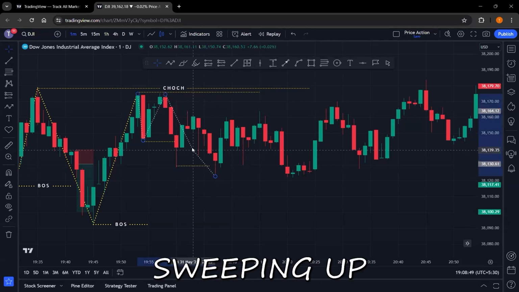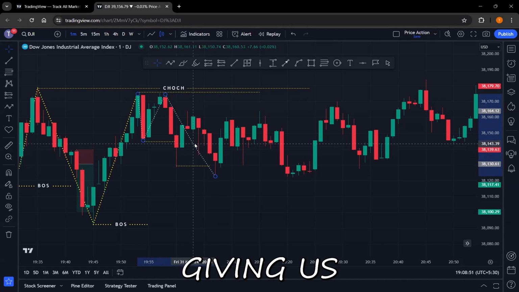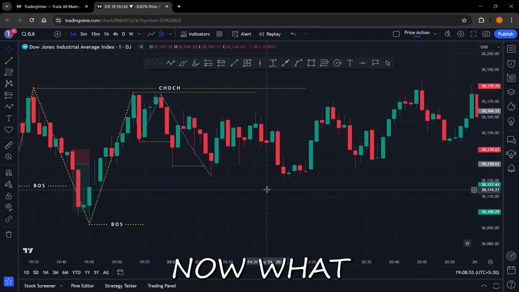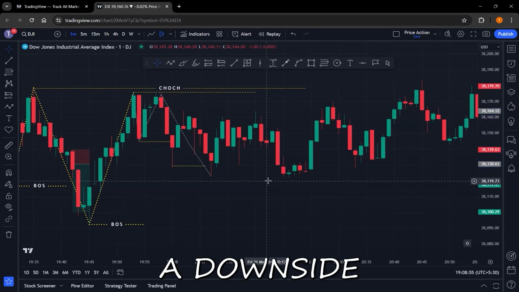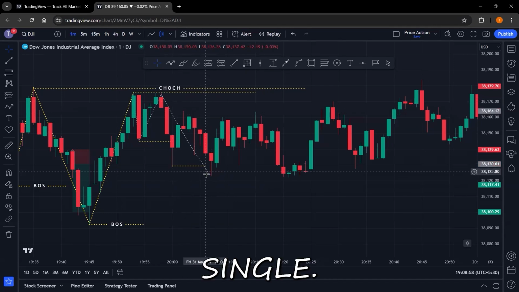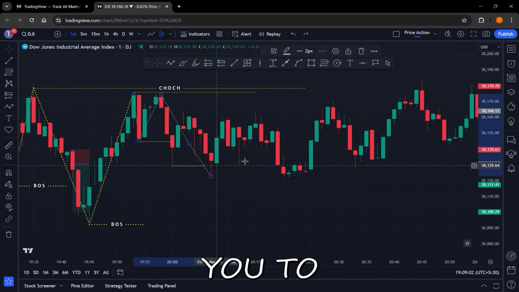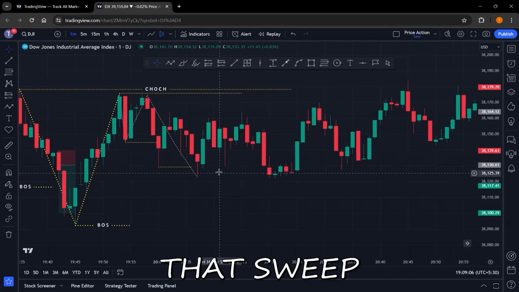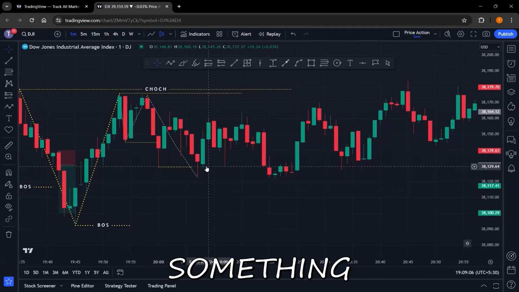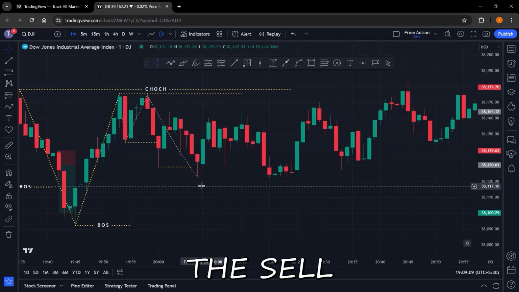That means the price is just sweeping up the liquidity from the downside and is not giving us a breakout again. So still, what is happening over here? They are only looking for a downside opportunity. That means this will be considered a single leg, and this will not be considered a lower high or a lower low, something like this. So you have to be very clear with this concept, that a sweep is only part of the extension of the buy leg or the sell leg.